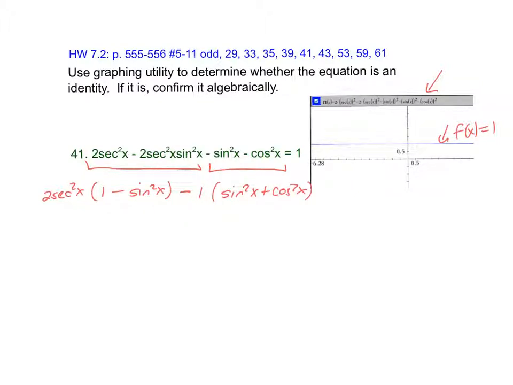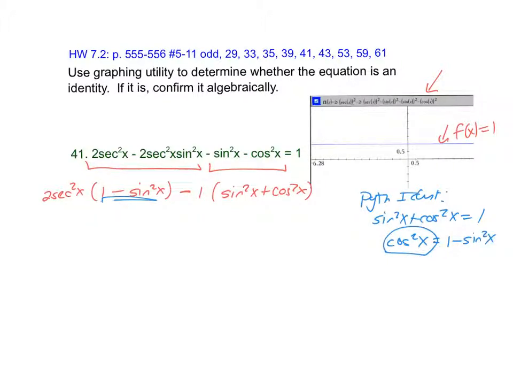When I see 1 minus sine squared x here, I should be thinking about the Pythagorean identity, which is sine squared x plus cosine squared x equals 1. Subtracting sine squared x from both sides of the equation, we can see that cosine squared x is 1 minus sine squared x, and I can make that substitution right here.